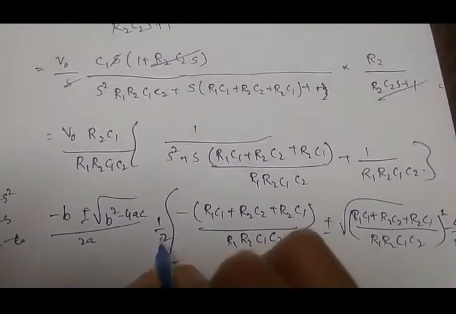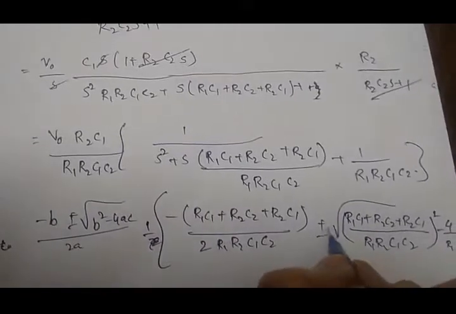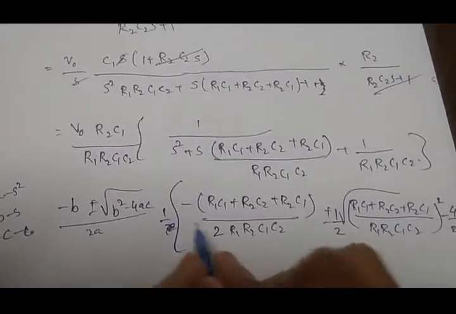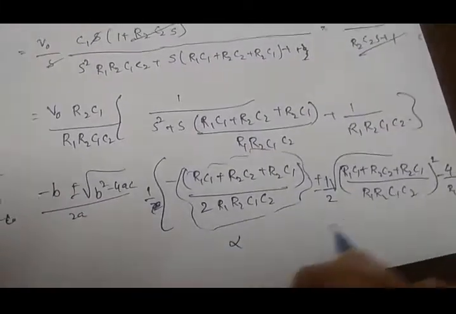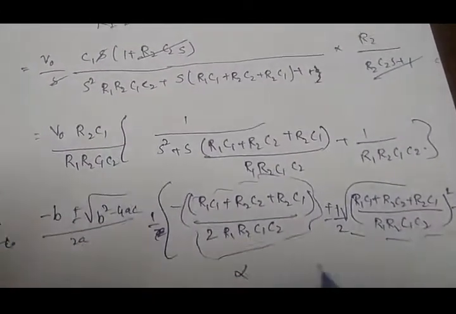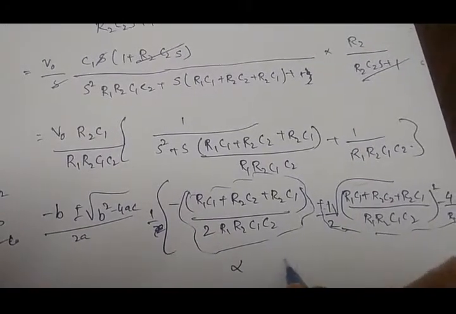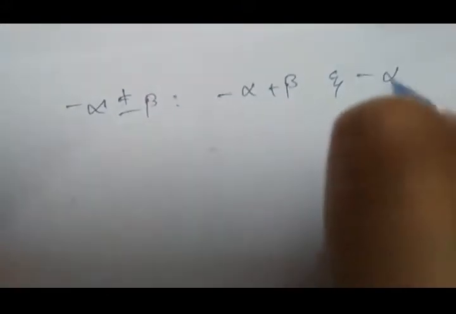Instead of going through this calculation, I'm not solving the entire thing. Simply assume this term as alpha and this term as beta. So your roots will be minus alpha plus or minus beta. That is, minus alpha plus beta and minus alpha minus beta will be your roots.